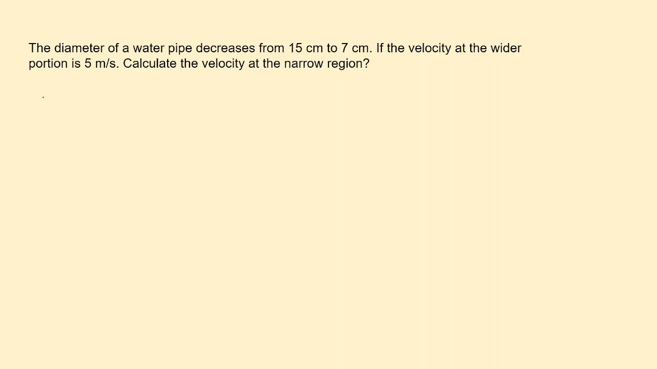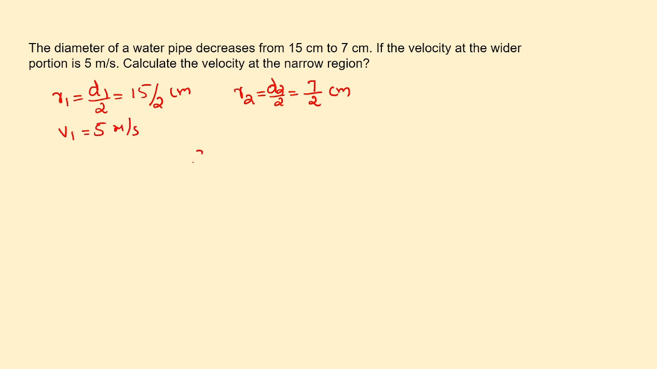So we have a wider portion. That is, the radius R1 is equal to D1 by 2. So the diameter is 15 centimeter, divided by 2. Now what about the narrow region? The radius is D2 by 2, that is 7 by 2 centimeter. Okay, keep it like this. And the velocity at the wider portion, that is V1, is 5 meter per second. So again write the equation of continuity. A1 V1 is equal to A2 V2.